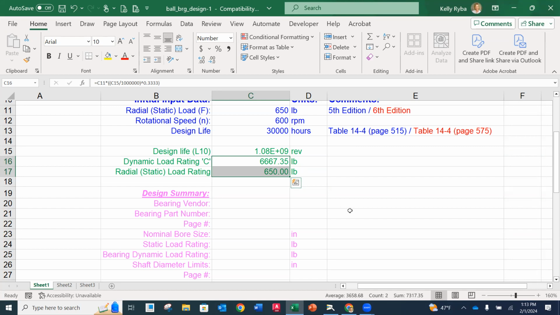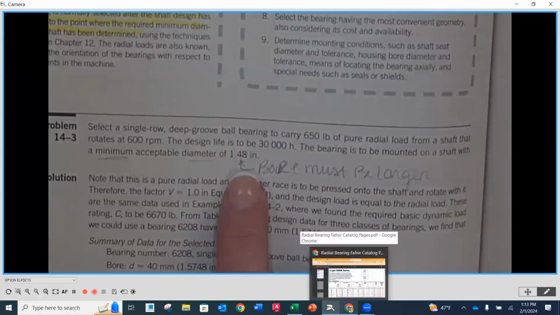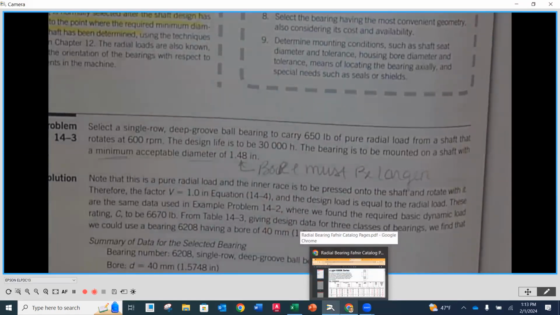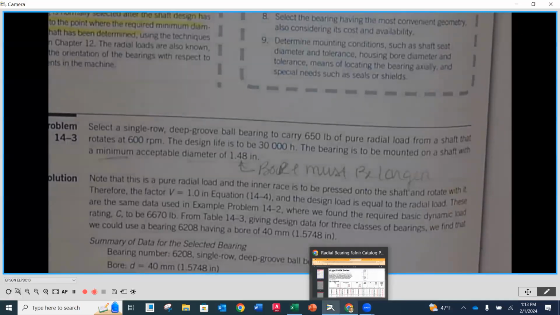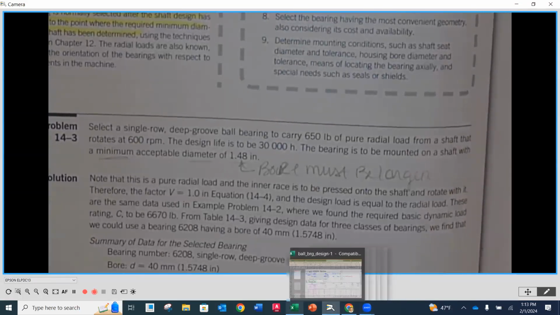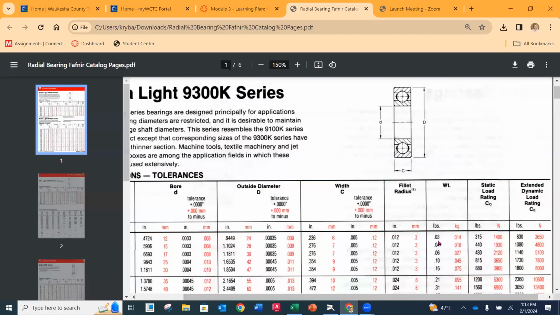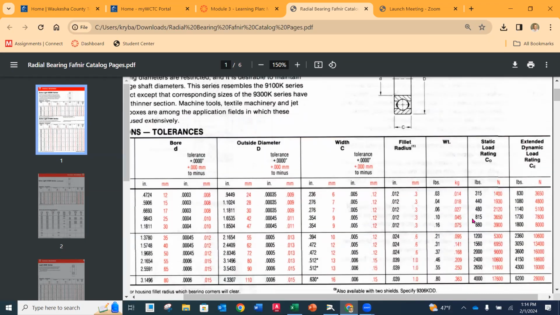But they also threw in something a little bit more practical. They said, and you want to make sure that your bore is no smaller than 1.48, because what that's telling me is that's the minimum shaft diameter that we need to get in there. Okay. So if we go back to our spreadsheet here, number 1, we have to meet both the static and the dynamic load rating, and then we have to take into consideration the 1.48.